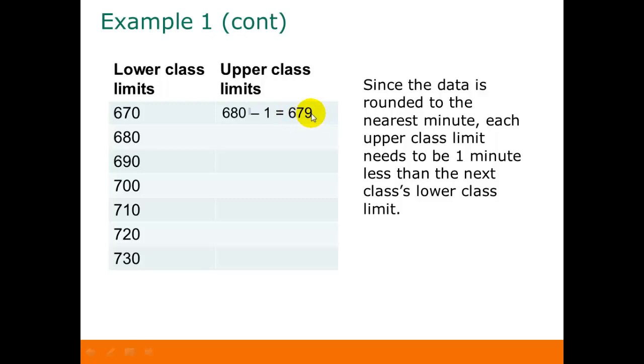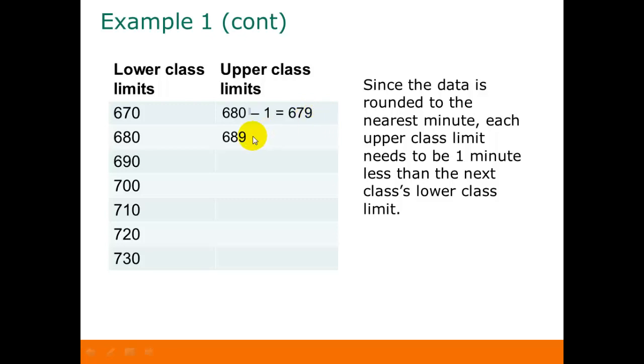And the reason that we make it 1 unit less is that we can't have our classes overlapping. Each data value has to fit into one and only one class. So we can't make this 680 because then if we had a data value that was 680, we wouldn't know which class to put it in.